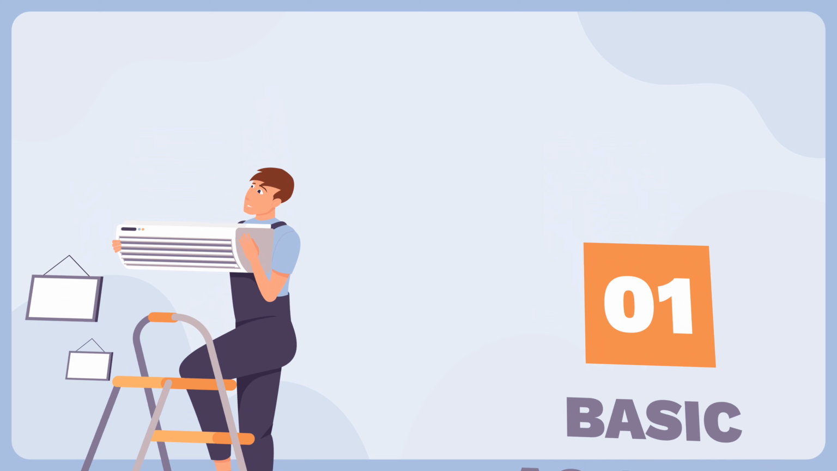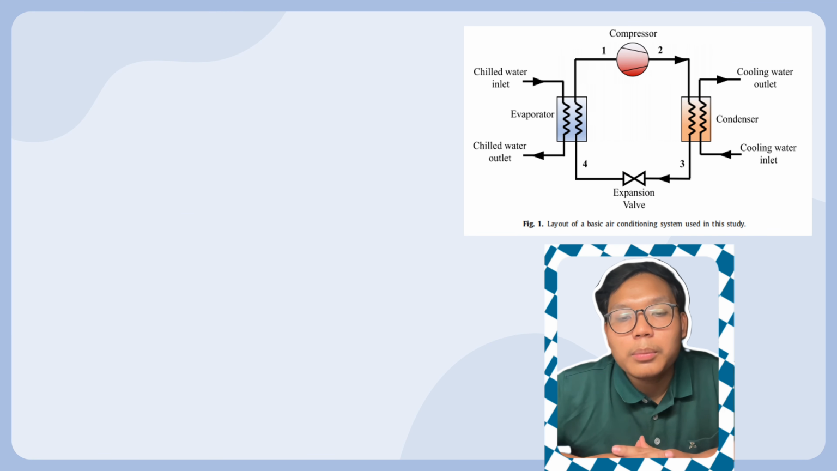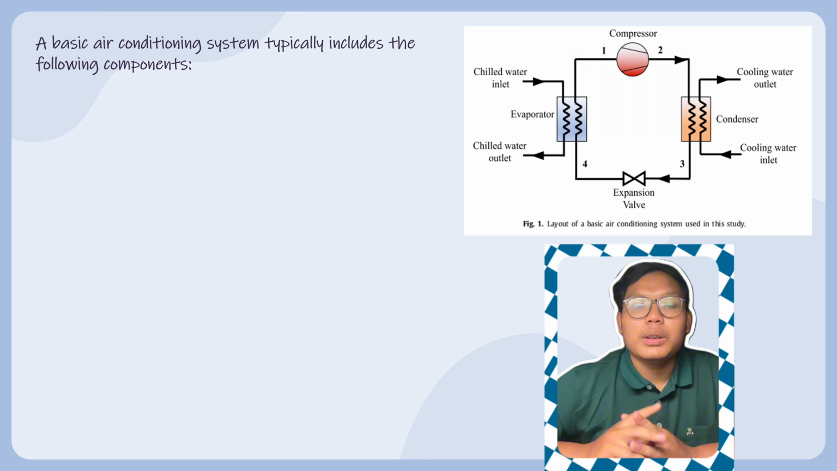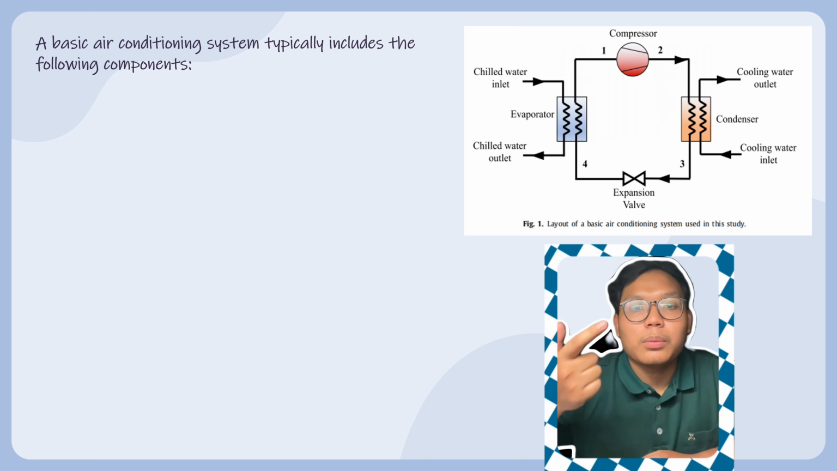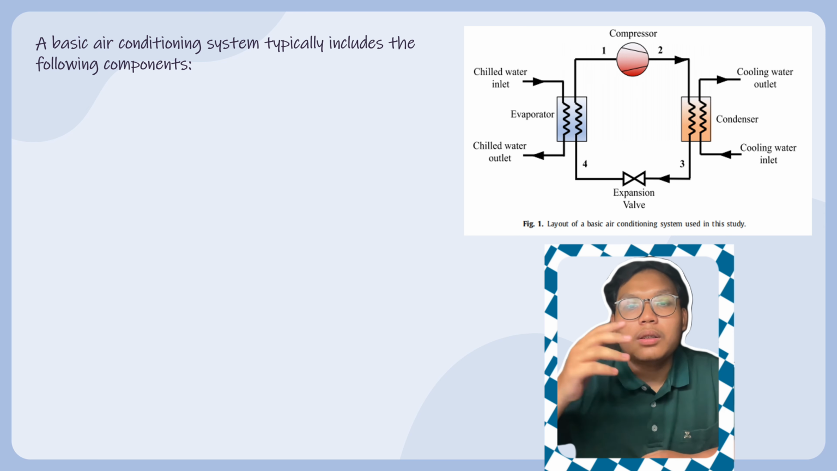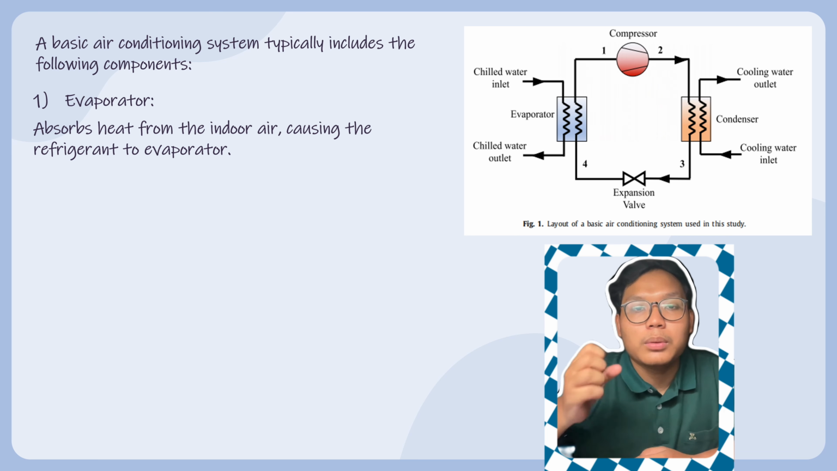Here we can see the first schematic diagram. From this first schematic diagram, we can see the basic air conditioning system. From this basic air conditioning system, we have four main parts, which are evaporator, compressor, condenser, and expansion valve. So the first is evaporator. Evaporator function is to cool indoor air by absorbing its heat and turning a refrigerant into vapor.